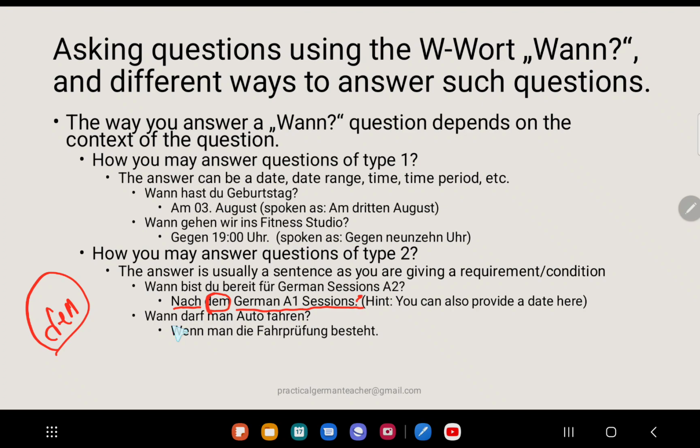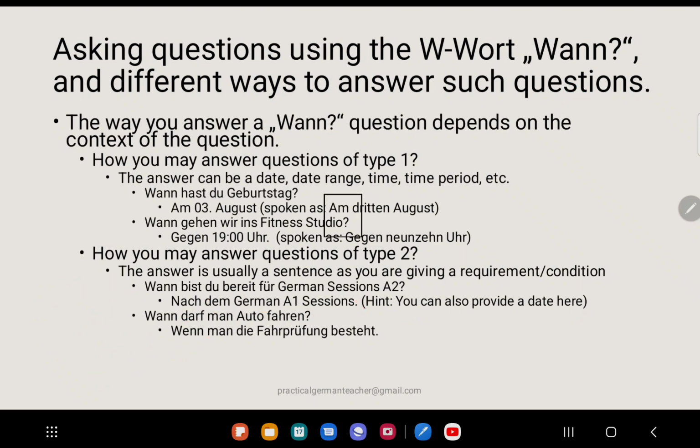Yeah. Then we have wann darf. Again, the answer can also be a date, guys, but I think you get the point. Then another question can be wann darf man Auto fahren? So again, you can also give the answer as a date, after 6 months when the training is done. Or you can give a condition, wenn man die Fahrprüfung besteht. Please notice here you're using this wenn. You can think of it as the English if.